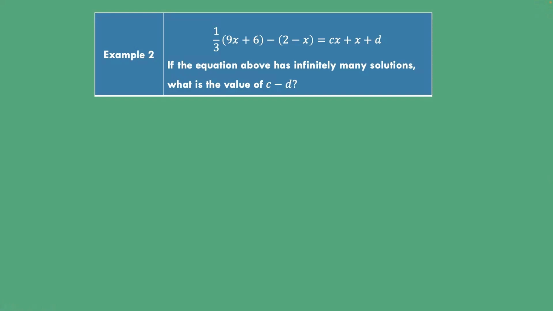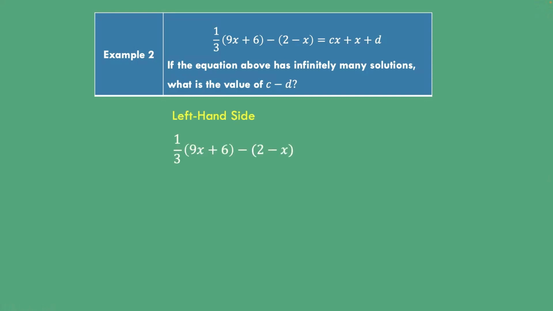In the next example, we are given the equation 1/3 times the quantity 9x plus 6, then subtract the quantity 2 minus x, equals cx plus x plus d. The problem states that this equation has infinitely many solutions, and we need to find the value of c minus d. Let's start with the left side.